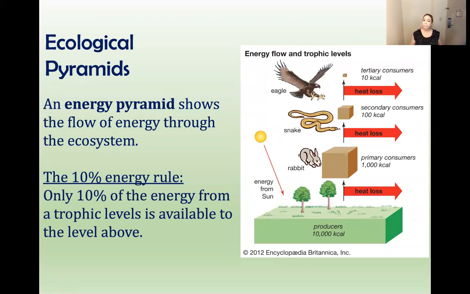So let me say that again. Only 10% of the energy available in a trophic level is passed on to the next one. That's why the number of producers, or the mass of producers, is so much greater than, say, tertiary consumers. You need so many plants, a ton of plants, to support one eagle. And that is because energy is lost at every stage, every trophic level, you lose energy.